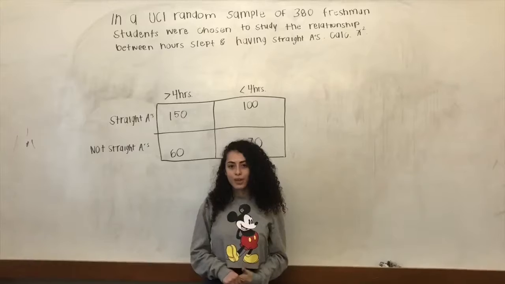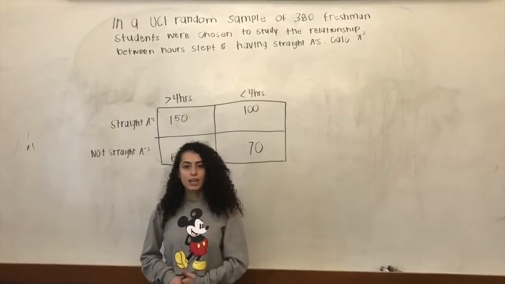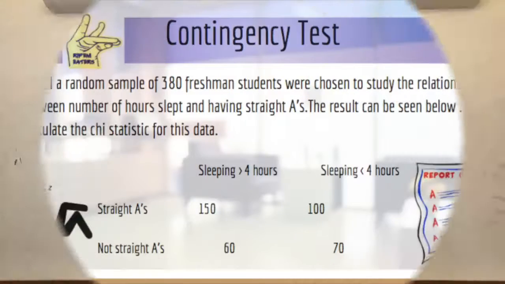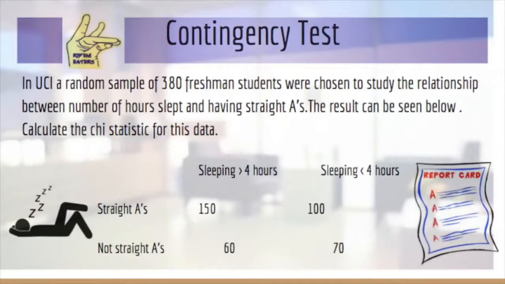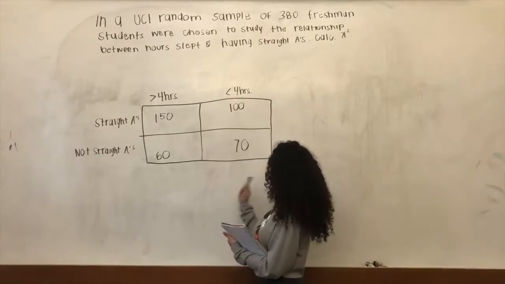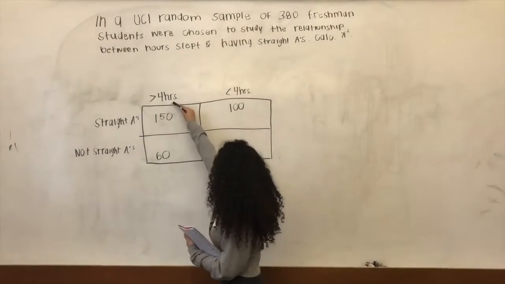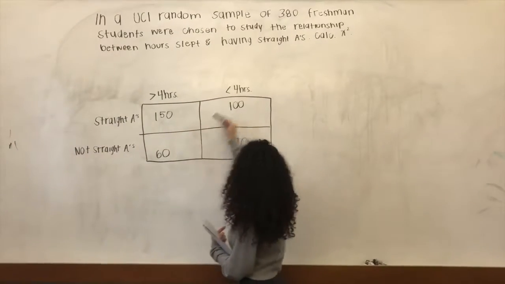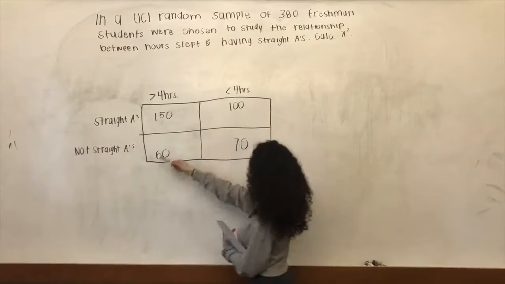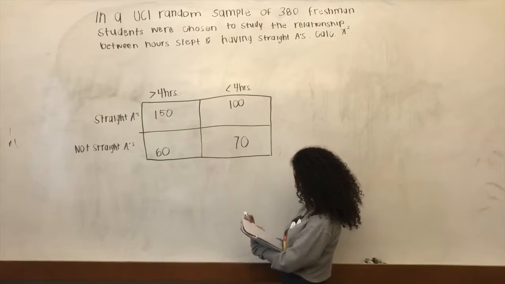So I'm going to show you a different way of solving the chi-square, and in this case it's going to be with related samples, and we're going to find the relationship between our study time and grades. The first step is to find the sum of each individual column. We're going to find the sum of more than 4 hours, the sum of less than 4 hours, the sum of straight A's, and the sum of not having straight A's. So we're just going to add them.